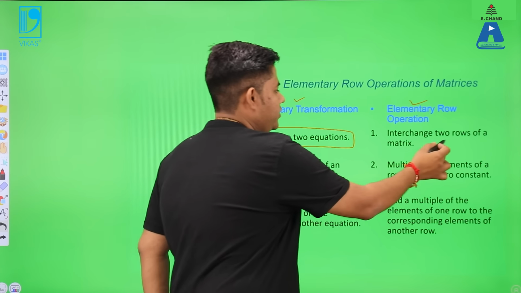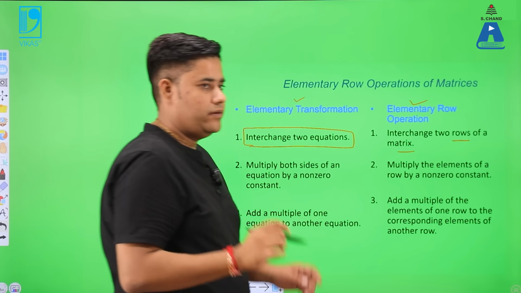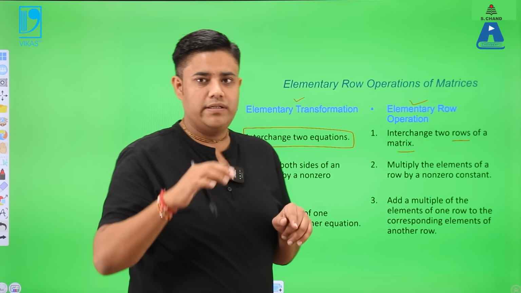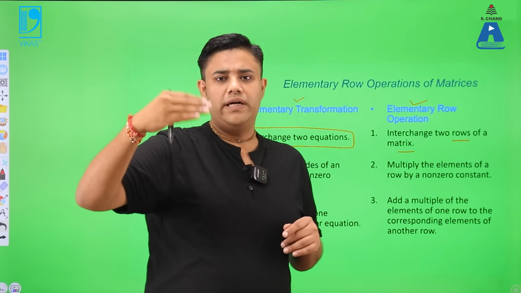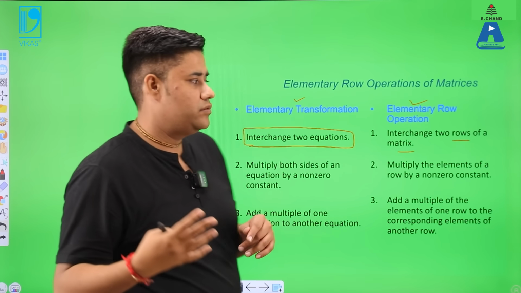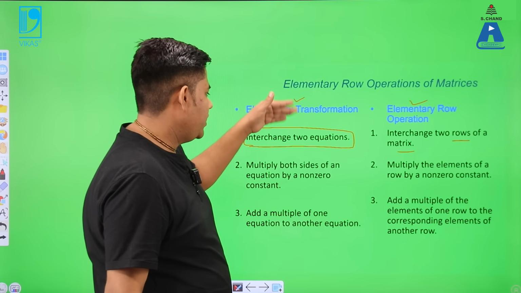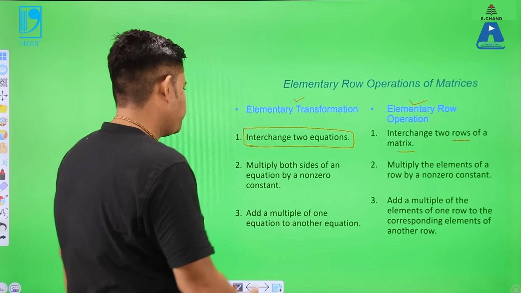Here we interchange two rows of a matrix. Let's say if we have a matrix and we want to interchange row 1 with row 2, we can do that by applying row transformations. Here also we can do that with the help of elementary transformation.